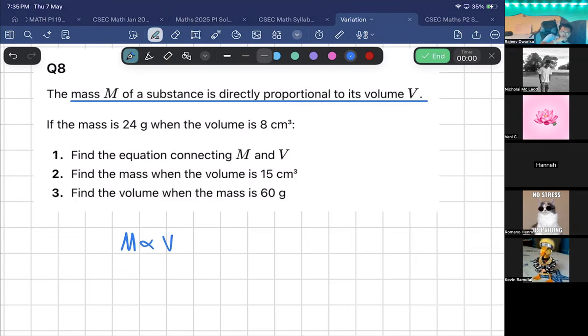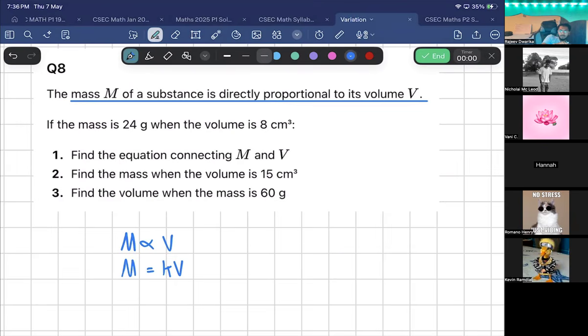Not yet. The next line, I'm going to write an equation in terms of M and V, and I'm going to introduce K. So I'll say M is equal to what? M is equal to K times V. Yeah, KV. Right? And your next step is typically to find K.